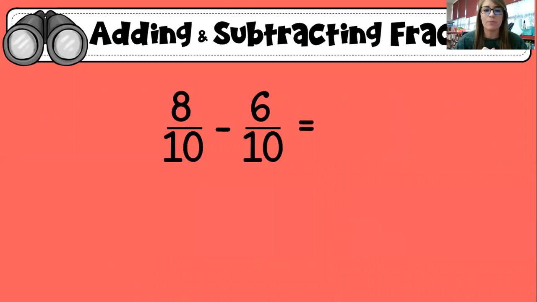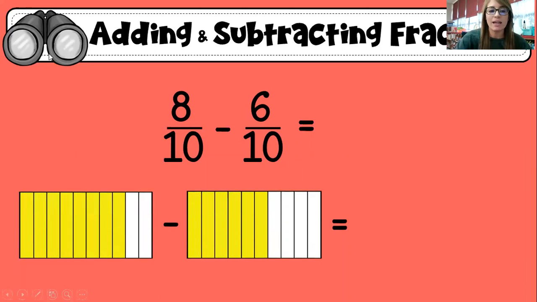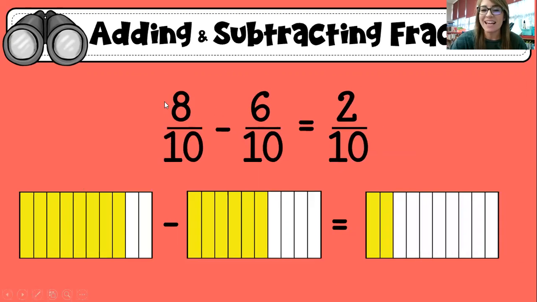All right, let's look at another example. 8/10 minus 6/10. We've got 8/10 to start with, and if we take 6 of those away, what is 8 minus 6? Because our denominators are the same, they're both 10, which means we're really just focusing right here on these numerators. What is 8 minus 6? Very good. And our denominator would be? Great job. 8/10 minus 6/10 is 2/10. 8 minus 6 is 2, and that denominator stays the same all the way across.